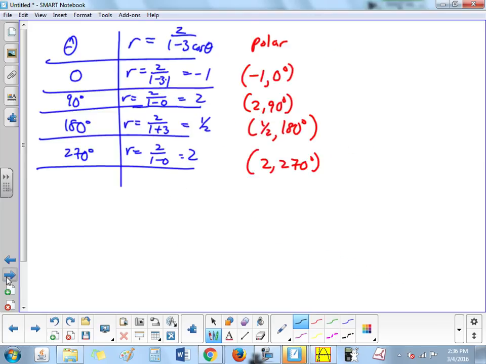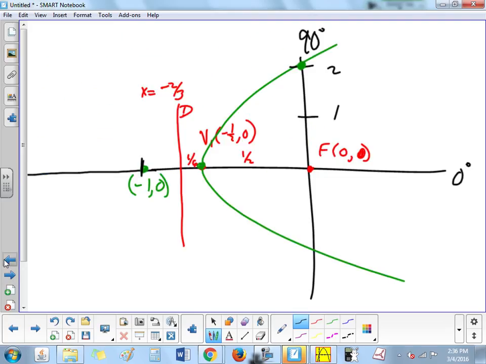Let's go back to our table. So we just graphed this one. Let's graph 1/2, comma 180. 1/2, 180. Let's see. 180 is over here. So that's the direction of travel. We're going to go half a space over.